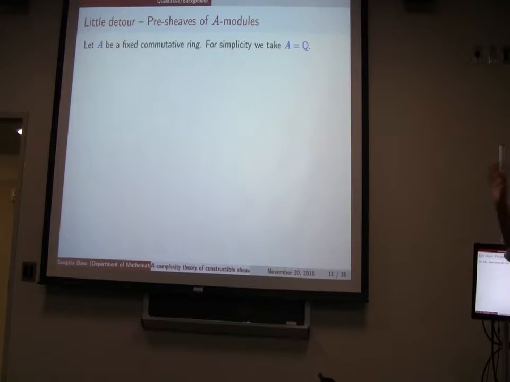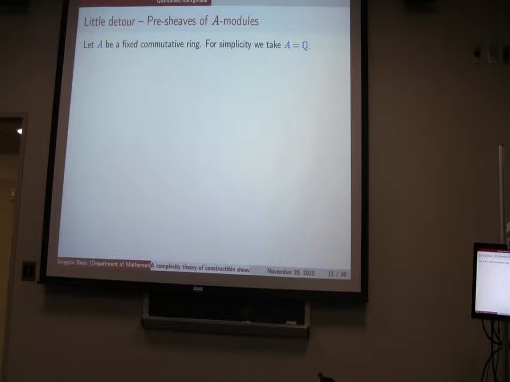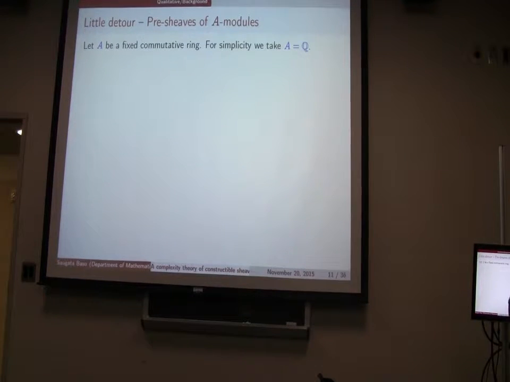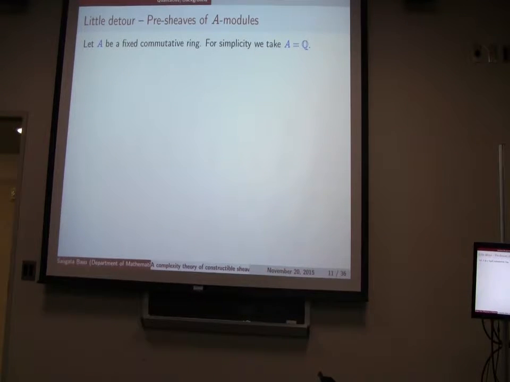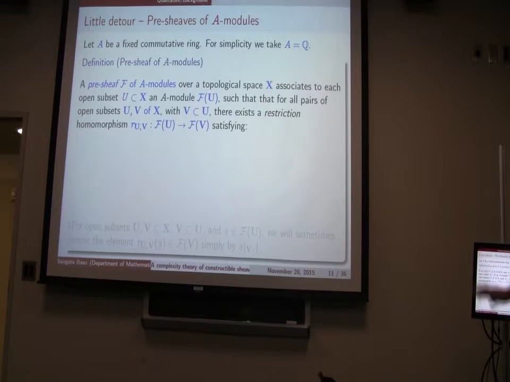So a little detour into, of course this will be very quick and might not be so useful, because if you already know some sheaf theory, this is not going to be useful, but if you don't, I'm not sure whether it will help, but still I'll try. So we'll fix, in general over any commutative ring, but for simplicity let's take A to be just the field of rational numbers. So whenever I write A, it should be Q.